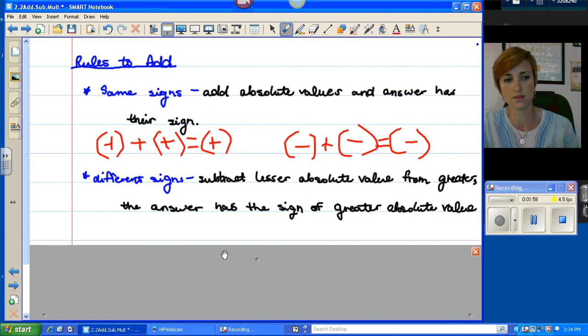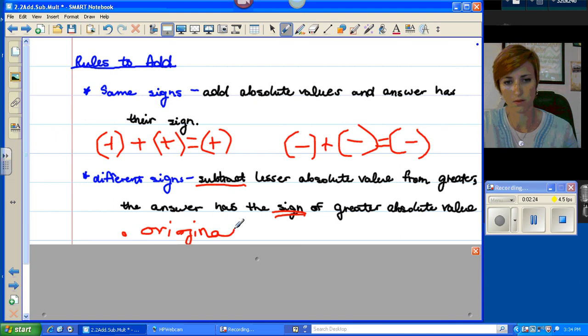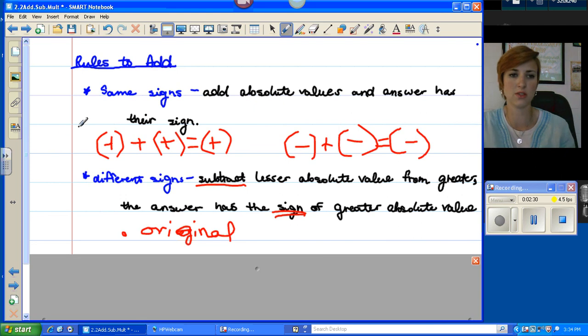Now different signs. Different signs are when we have to subtract the lesser absolute value from the greater. The answer has the sign of the greater. Whenever it says the sign, we're going to have to go back to the original. So the sign is the original one before we changed it.